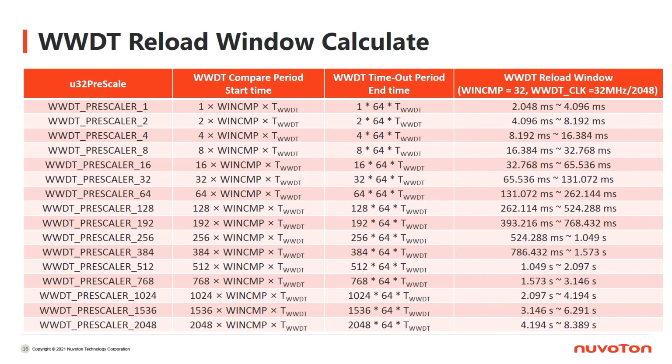from 2.048 microseconds to 4.096 microseconds. The following rows are calculated by the same way. You can refer to this table to choose what settings to use for WWDT.